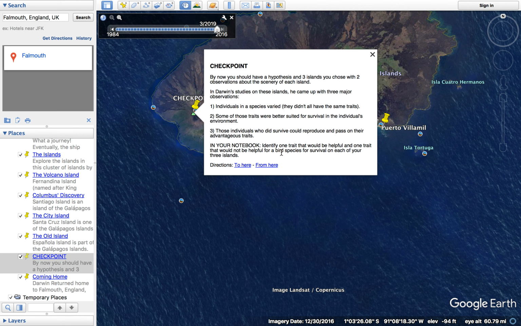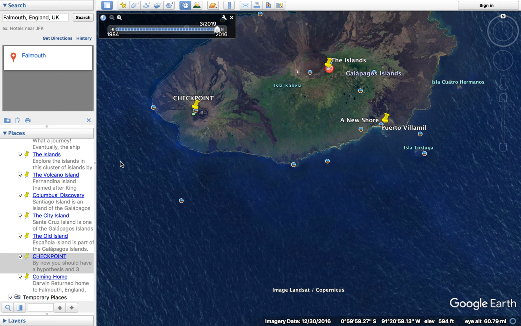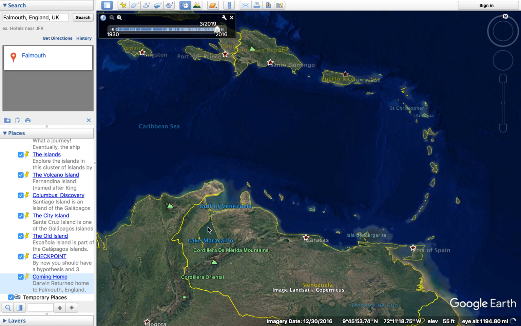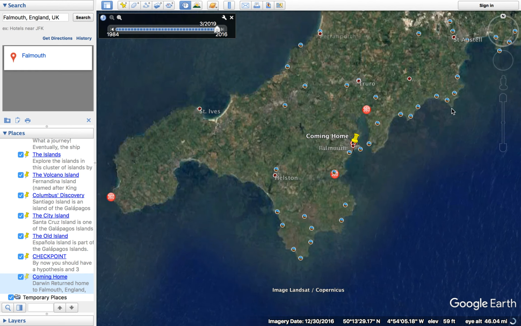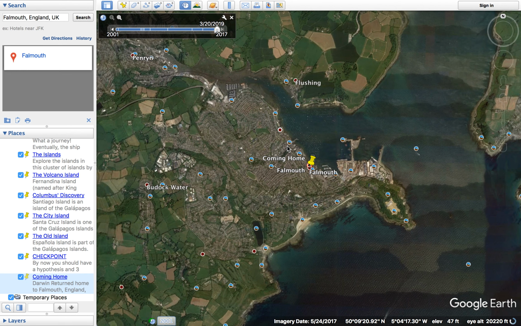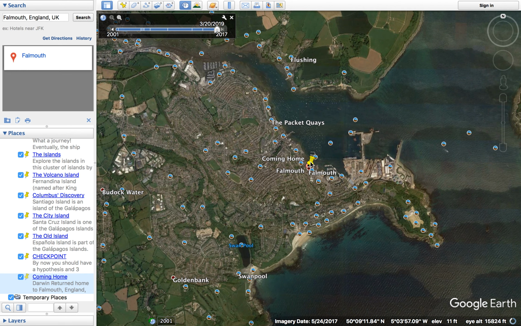This is intended to be kind of an introduction to natural selection, not really giving students words or specific vocabulary to put to this. And so this would be very introductory, to see what students already know and can deduce on their own. So the last point would be coming home. After we made all those observations in the Galapagos, we're coming back to England to share them with all our people who are not jazzed about the things that we found.